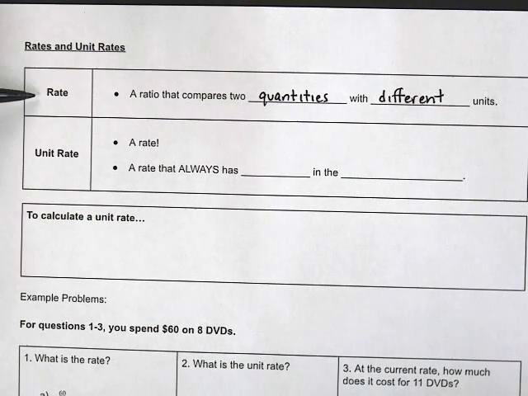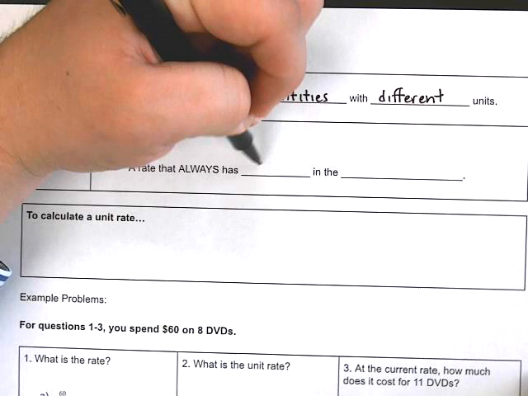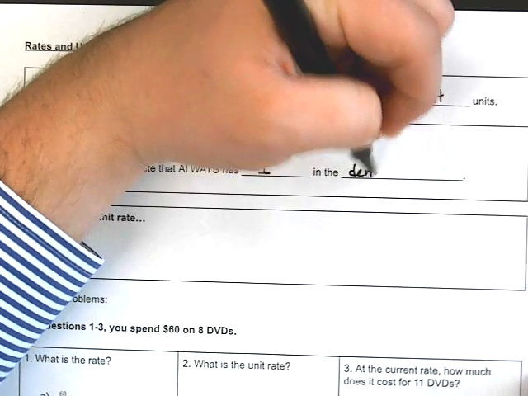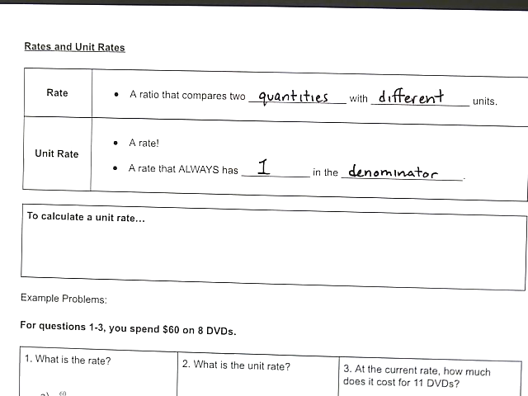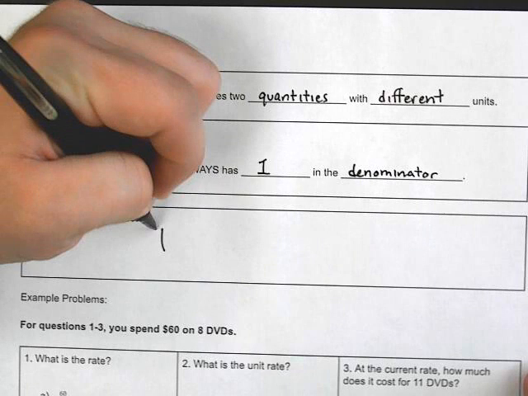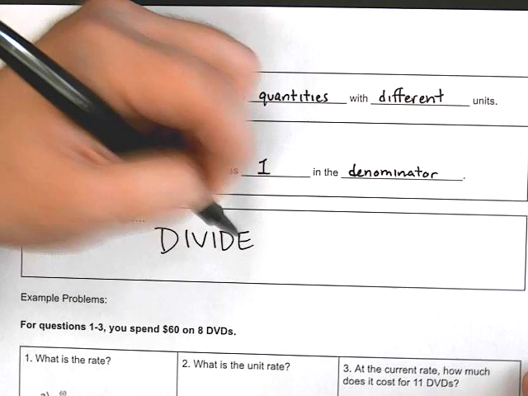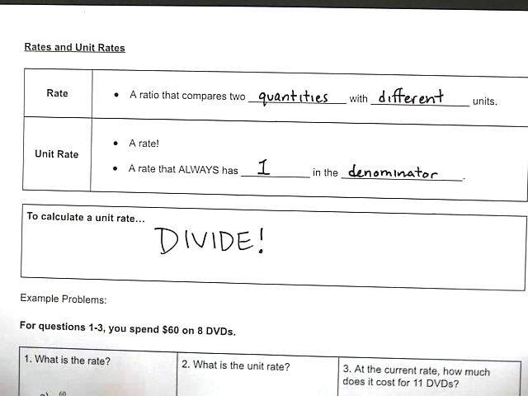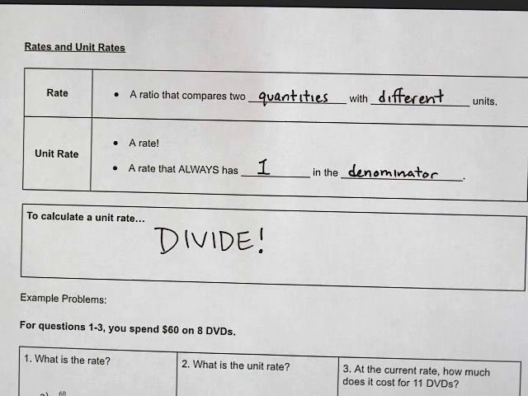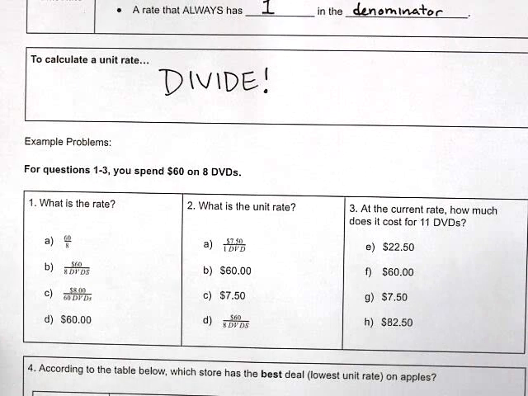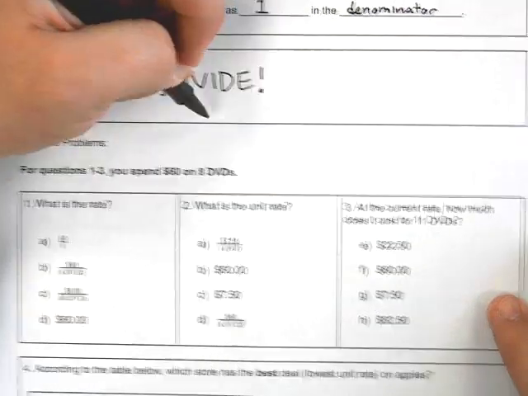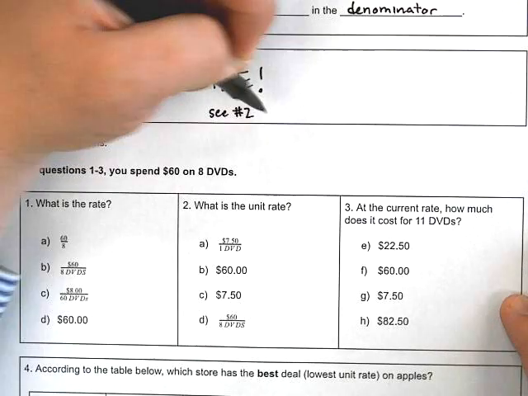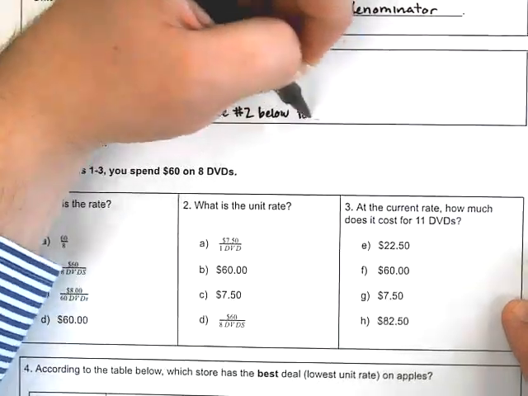A unit rate is just a rate that always has 1 in the denominator. To calculate a unit rate, we really are just going to divide. I'm going to skip an example here because I know I'm already taking forever, so I'm going to do my example down in number 2 once we get there. But please remember, to calculate a unit rate, you're going to divide. See number 2 below for example.